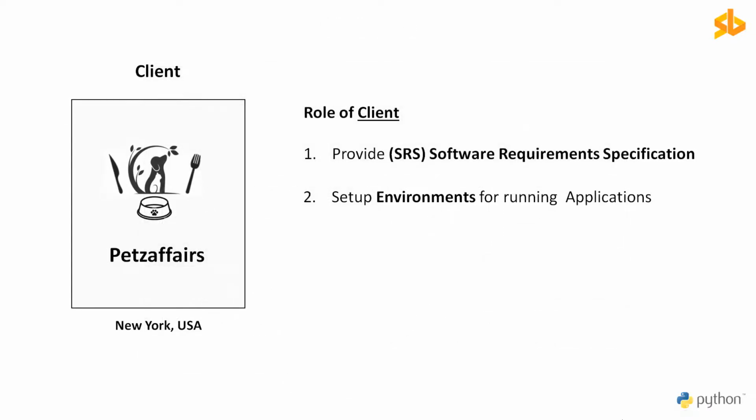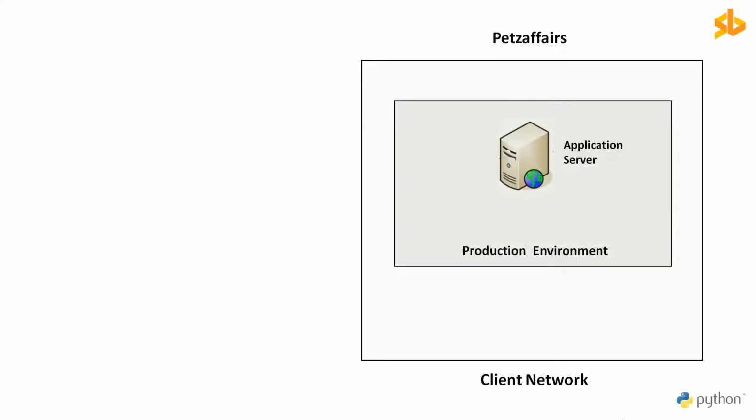Secondly, a client should also prepare and set up an environment where the final applications will be running after they are developed. An environment basically means a server computer or a group of server computers working together to run software applications. This environment, where the final software is supposed to be running, is called production environment.